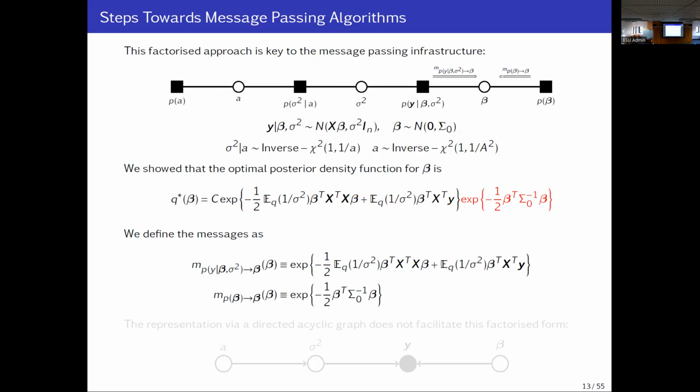Sorry, what was a factor again? A factor is the square node. Each factor represents one of the probabilistic specifications. The circular nodes are just the parameters, and you can think of the messages as being passed along the edges. Okay.